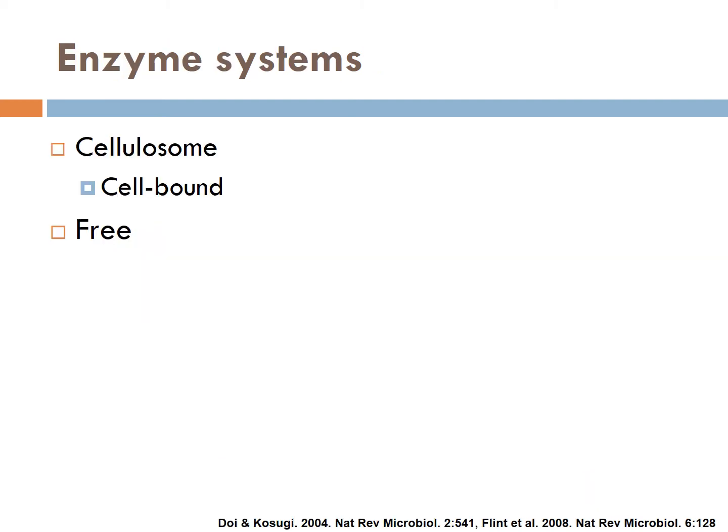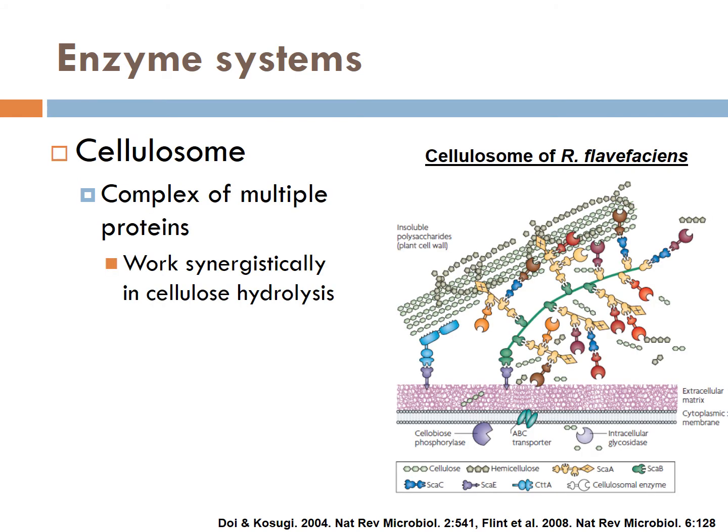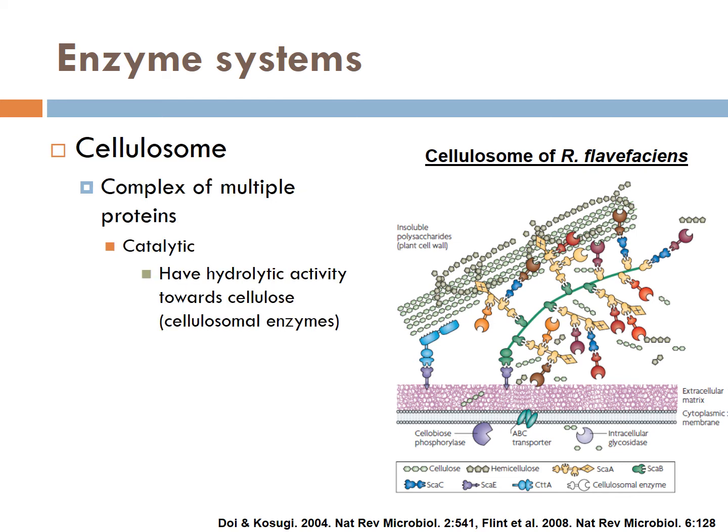There are two enzyme systems involved in hydrolysis. One is the cellulosome, which is cell-bound, and the second system consists of free enzymes. The cellulosome is a complex of multiple proteins that work synergistically in cellulose hydrolysis. We can see a figure of the cellulosome to the right. To discuss these proteins and the figure in detail, we see first catalytic subunits. Those are the units in the figure that look almost like Pac-Men. They have hydrolytic activity towards the cellulose. They're cellulosomal enzymes, and they're the ones that are affecting the hydrolysis.